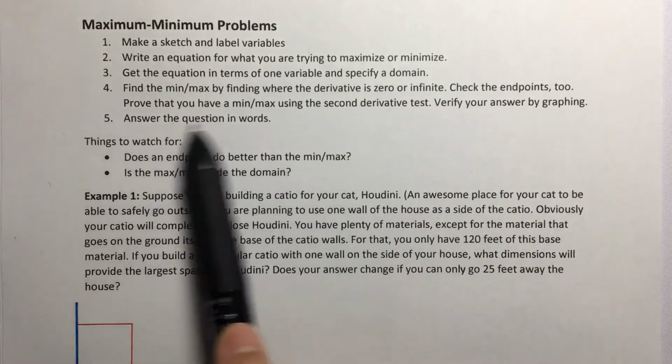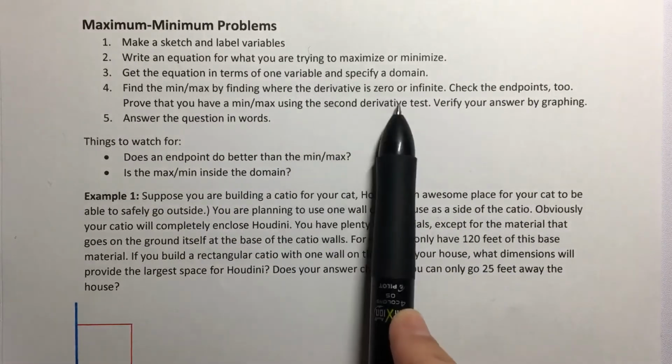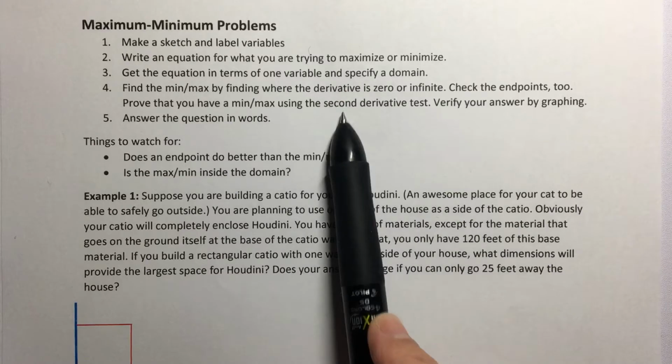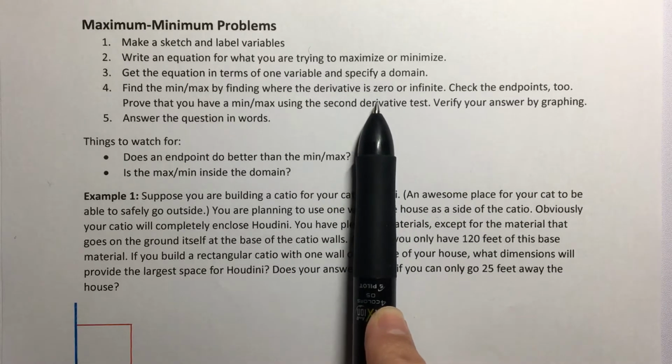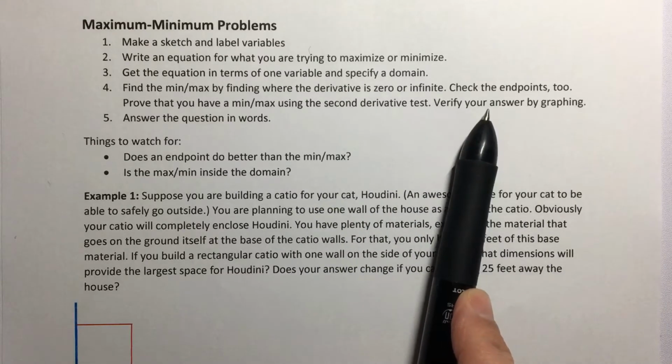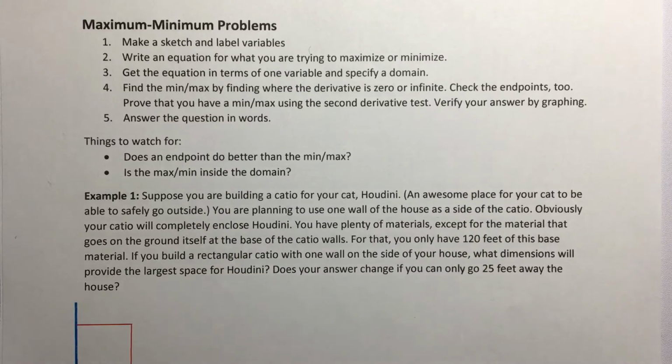And then prove you have a min or a max by using the second derivative test. That's when it's comparing it to when the derivative is 0. And then verifying the answer by graphing. And like related rates, we'll answer the question in words.